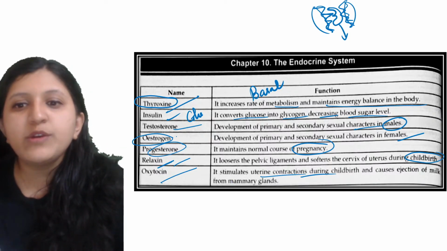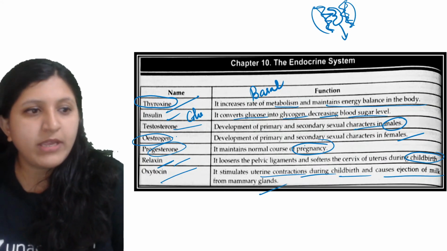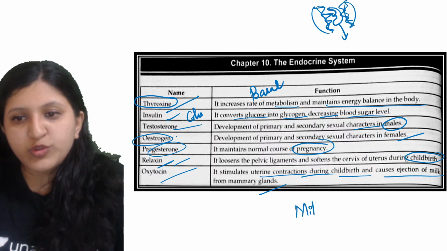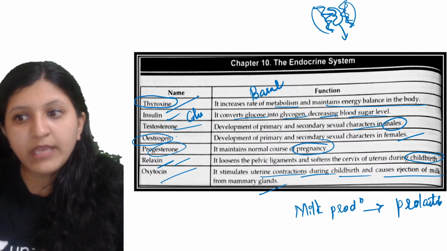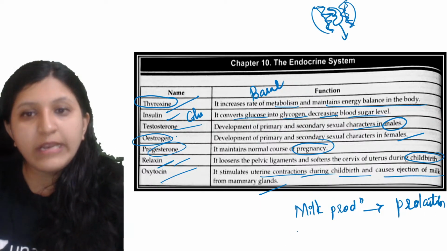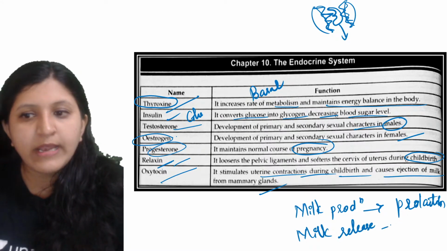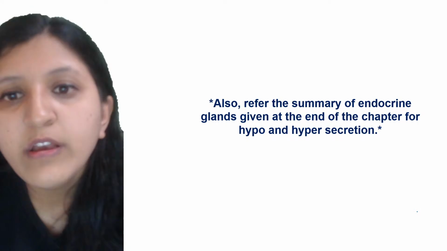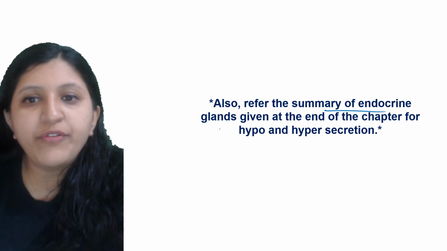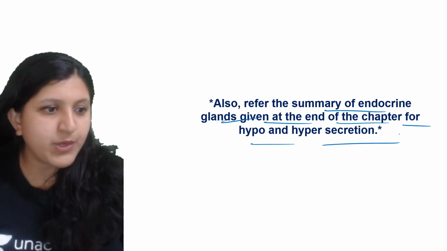So it stimulates the uterine contraction during the childbirth and causes ejection of the milk from the mammary gland. The milk which is produced, so milk production will occur because of the prolactin, but it is not released, it will remain there in the mammary lobe itself. Now for release, milk has to be released. Milk release from the mammary gland is done only by the oxytocin hormone. Also you can refer to the summary of endocrine glands given at the end of the chapter for hypo and hypersecretion as well.